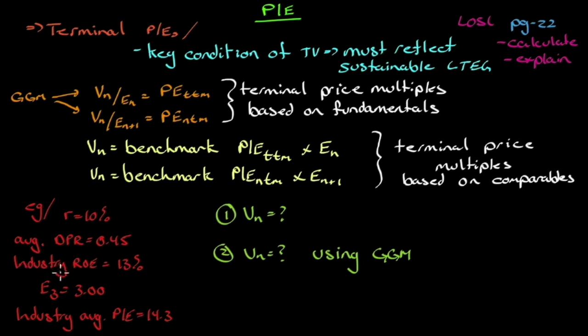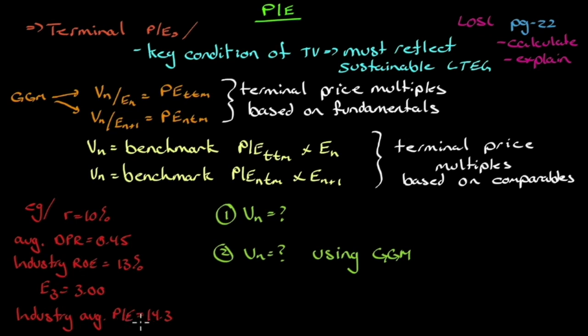Let's say that we have a company with an average required return on equity of 10%, average dividend payout ratio of 0.45, the industry ROE is 13%. Our forecast for earnings in E3 is $3, and the industry average PE is 14.3. So we're going to use that as our benchmark PE, that 14.3. So calculate Vn using this industry average.